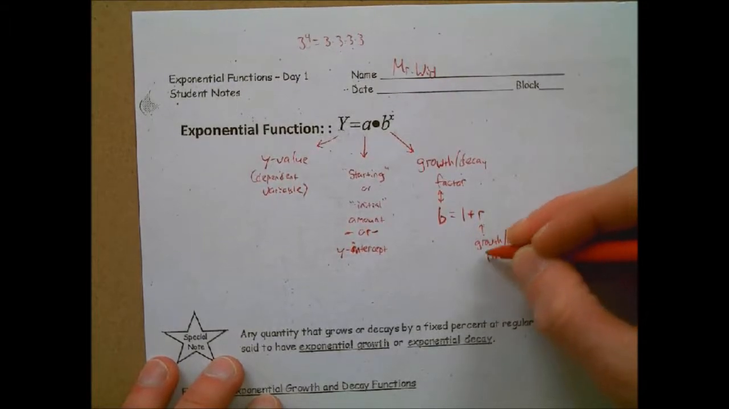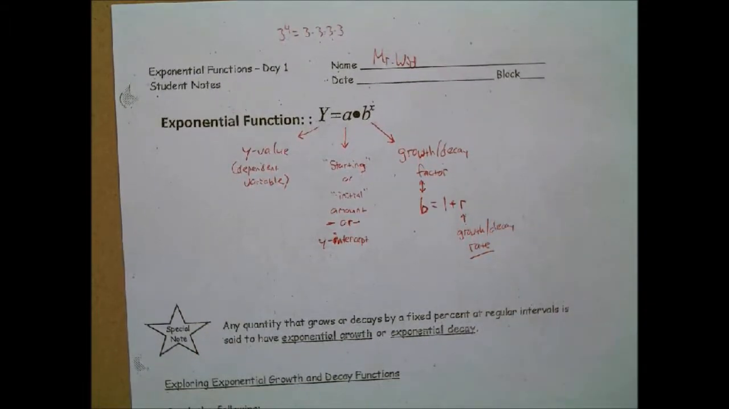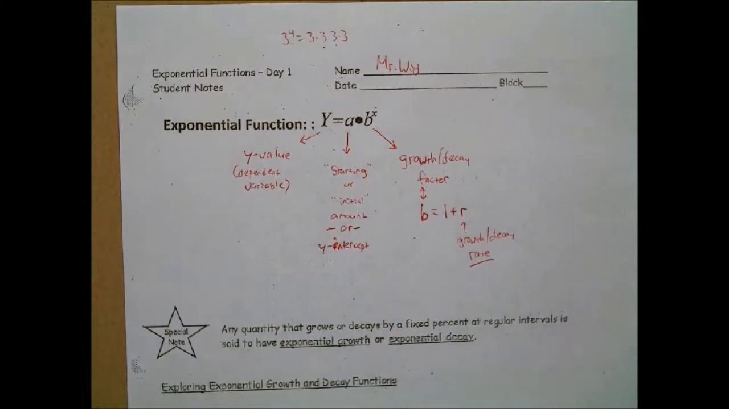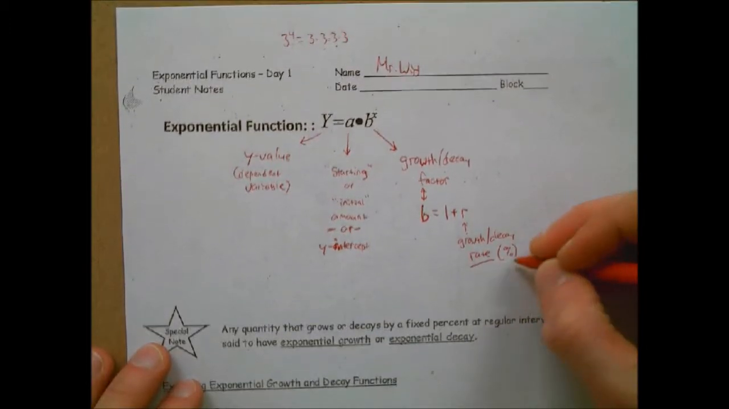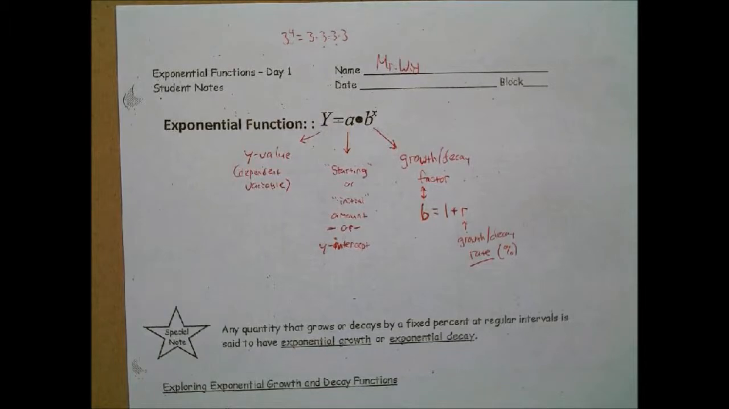So you'll see what I'm talking about. Eventually, in some situations, b will always be referred to as our growth or decay factor, but sometimes we'll also use b to find this growth or decay rate as well. And the rate typically is a percent, so it's a percent growth or percent decay. What I mean by that is something like you could have a situation where you're growing 10% each minute, like a population of bacteria. They grow 10% per minute.